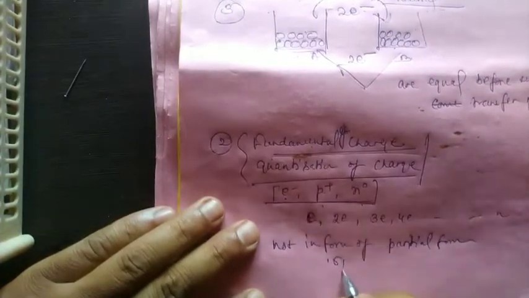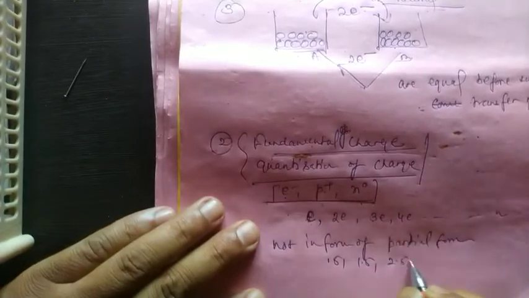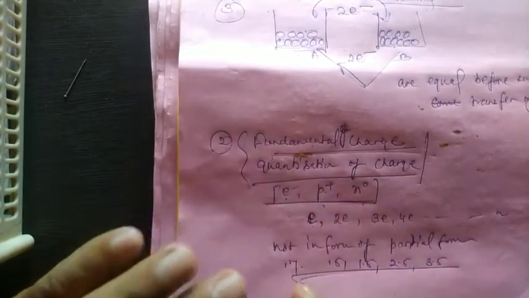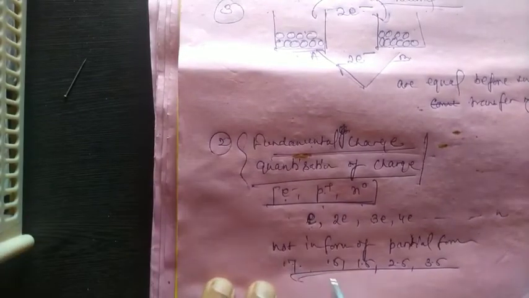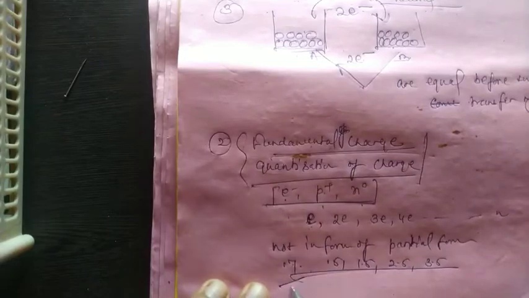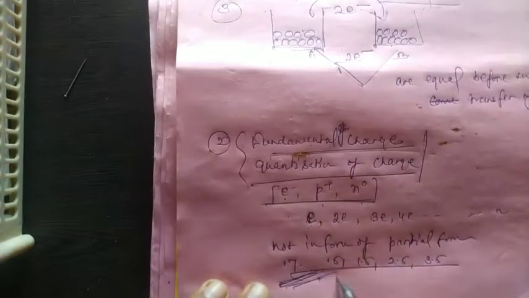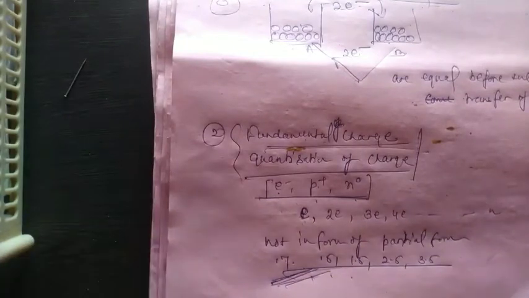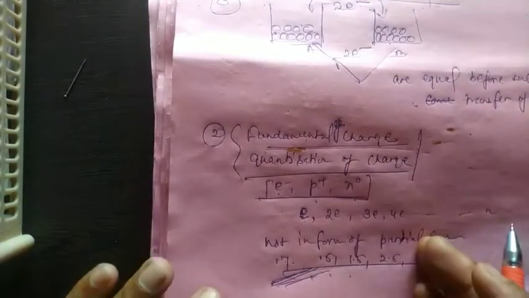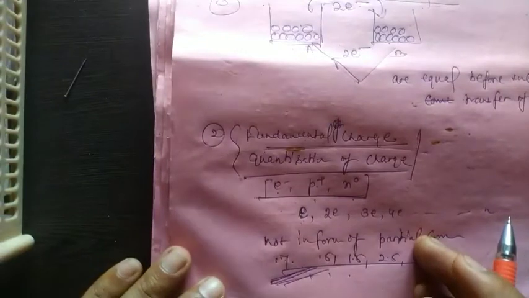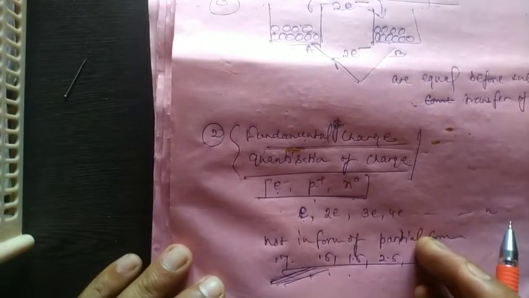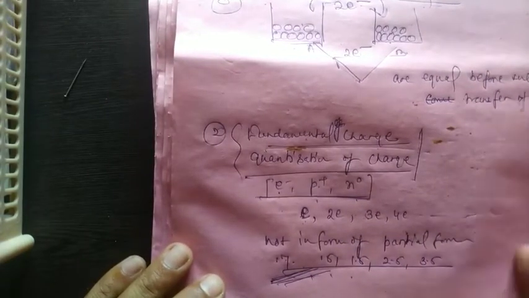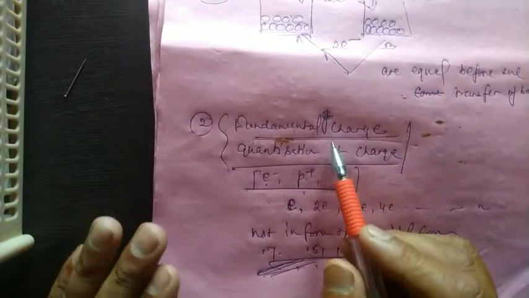Can say 0.5, 1.5, 2.5, 3.5. Charge cannot be divided in partial form, because charge cannot be divided in indefinite form. This type of property of charges is known as the atomicity of electric charge, or the quantization of electric charge. The fundamental charge is this.